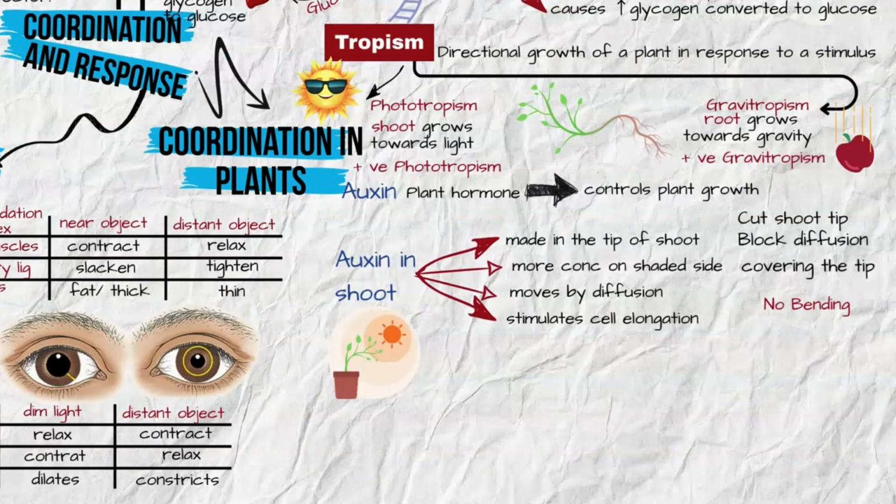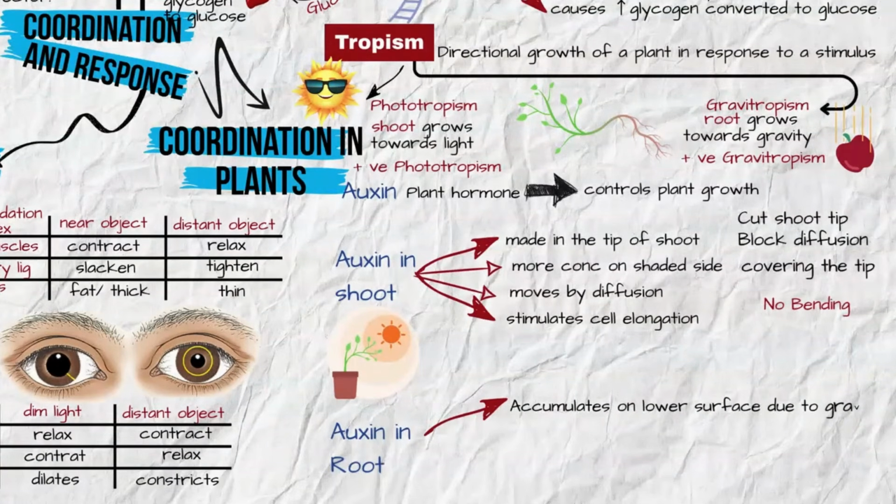Make sure you can predict what happens in each variation of the experiment. Now let's talk about gravity. In the root, auxin responds differently. It accumulates on the lower surface of the root due to gravity. But in roots, auxin inhibits cell elongation. So the upper cells elongate more, and the root bends downward, growing towards gravity.